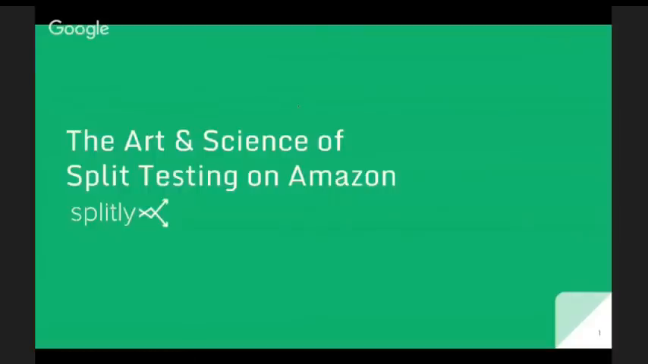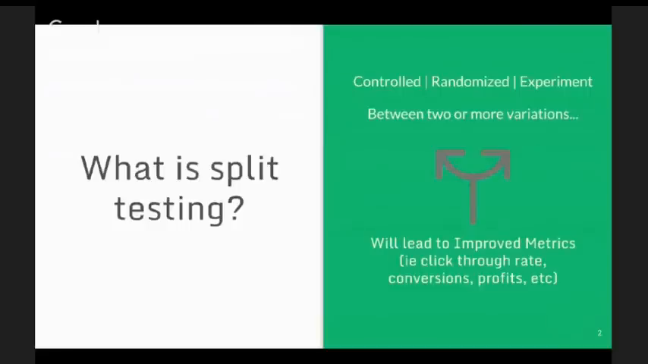So, the art and science of split testing on Amazon. Let's talk about what the big picture view of split testing is. For those of you who aren't familiar with it, some people call it A/B testing, some people call it split testing. What we're trying to do is compare two different things, whether it be Amazon products or two different buttons on your website. For our case, we're going to be talking about Amazon listings. You're trying to figure out which one does better, which one makes more sales or gets more clicks, or at the end of the day makes you more money.